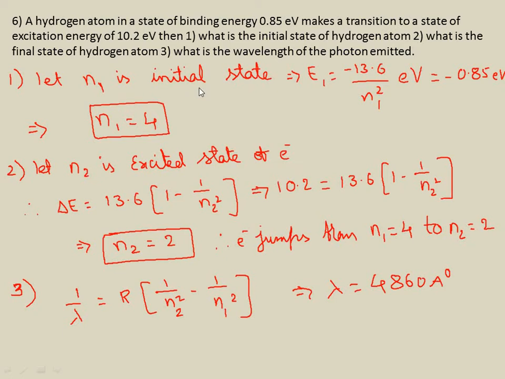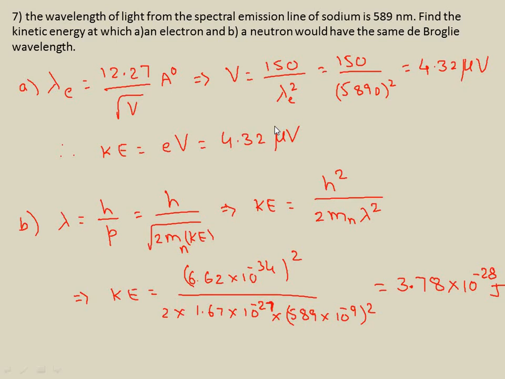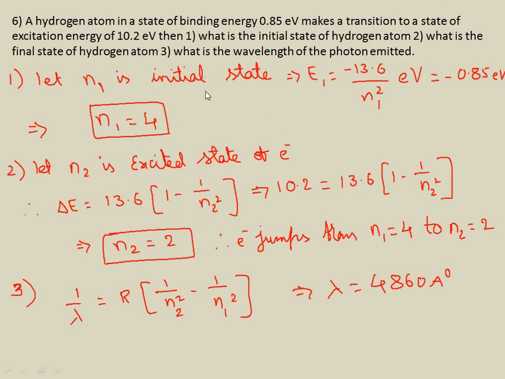So N1 is the initial state, let's say suppose. Then can I write down that E1 equal to minus 13.6 by N1 square? Hydrogen atom, right? So Z becomes 1. So minus 13.6 by N1 square electron volt, and that is given as 0.85. So minus 0.85 electron volt. Now from this, N1 is 4. Simplification of this, right.